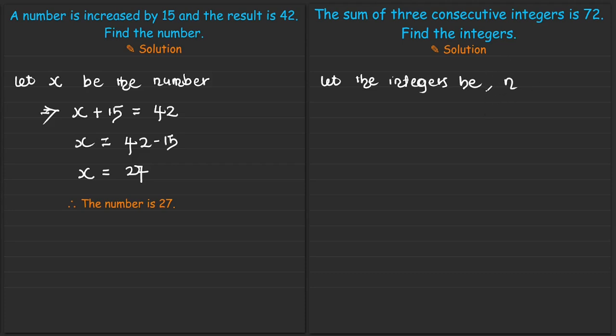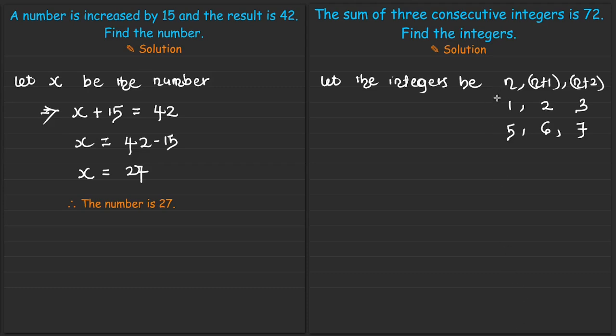So if one of the integers is n, then the other is going to be what? n plus 1, and then the other is going to be n plus 2. So that if the first integer is 1, then 1 plus 1 gives us what? 2, and 1 plus 2 gives us what? 3. So that if the first integer is 5, then 5 plus 1 gives us 6, then 5 plus 2 gives us 7. That is the whole idea behind this.